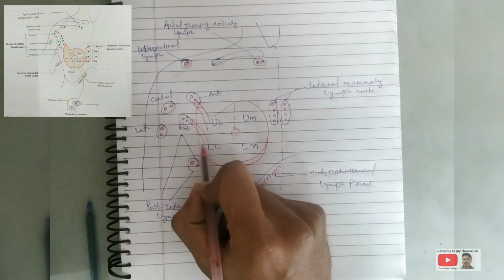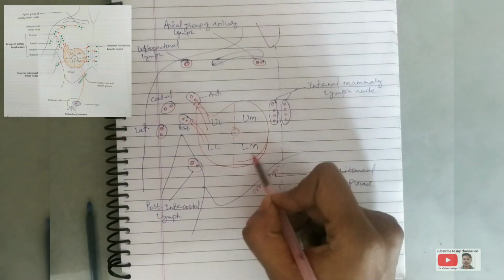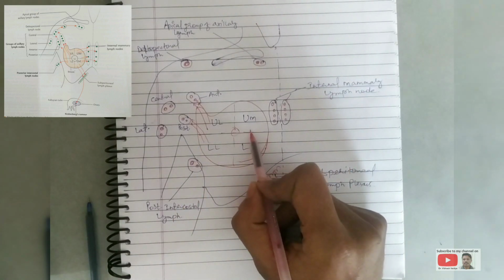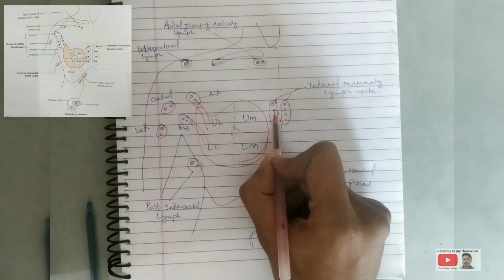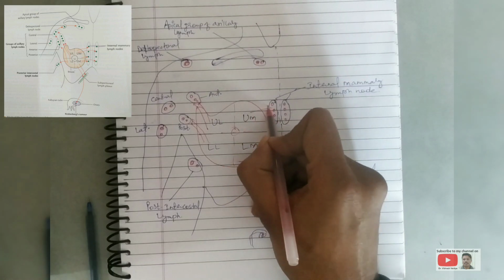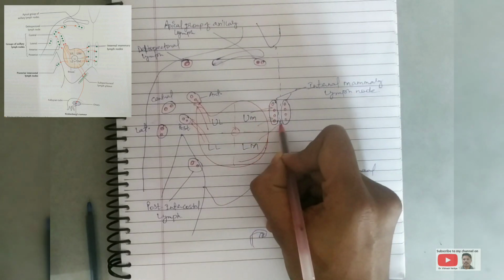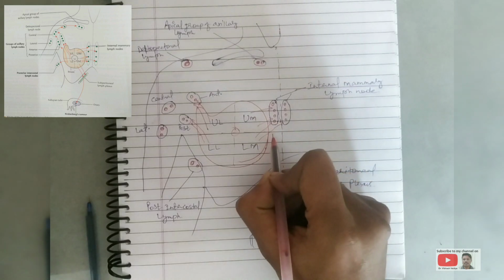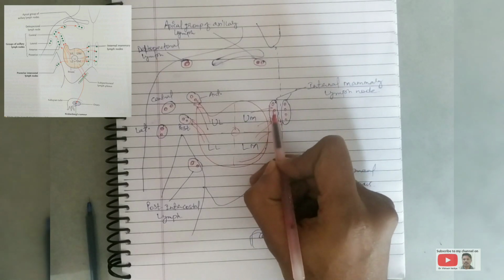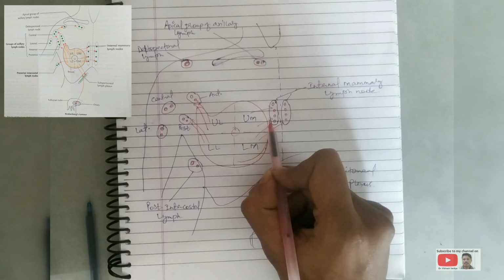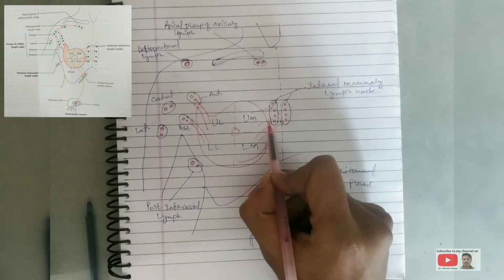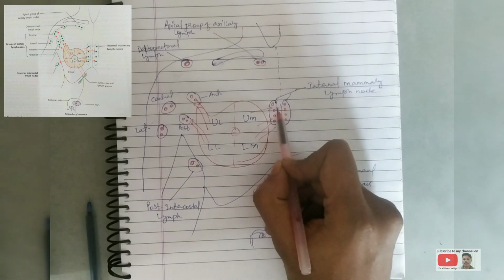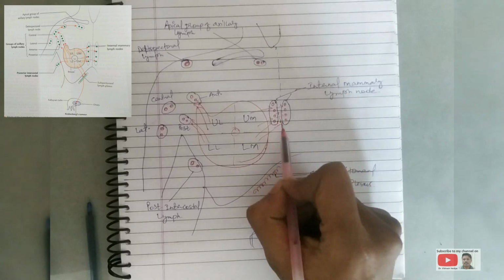Now the lymph from the medial quadrants is drained into the internal mammillary group of lymph nodes. So this area is drained by the internal mammillary group of lymph nodes, which is situated along the internal mammillary artery. And some lymphatics may go to the internal mammillary lymph nodes of the opposite side.